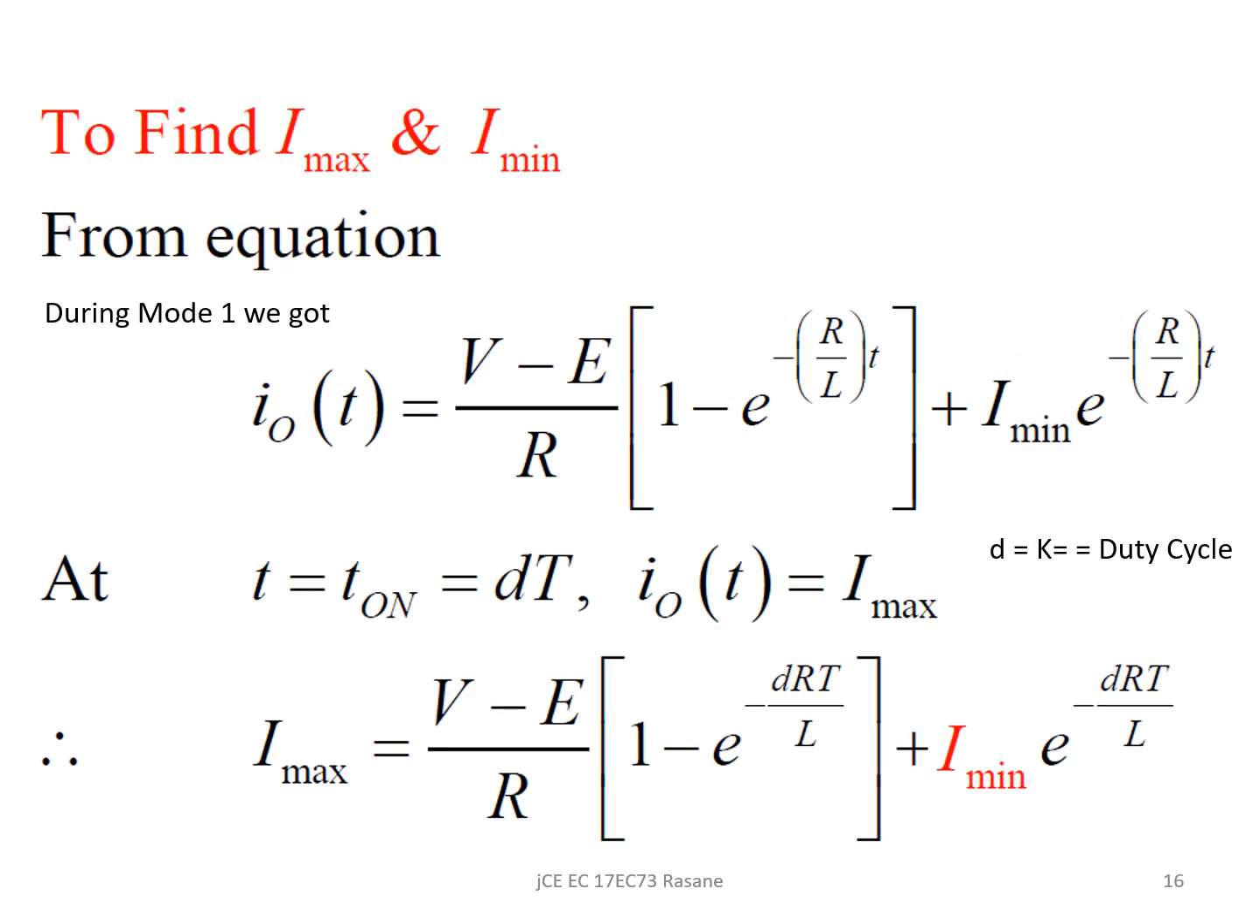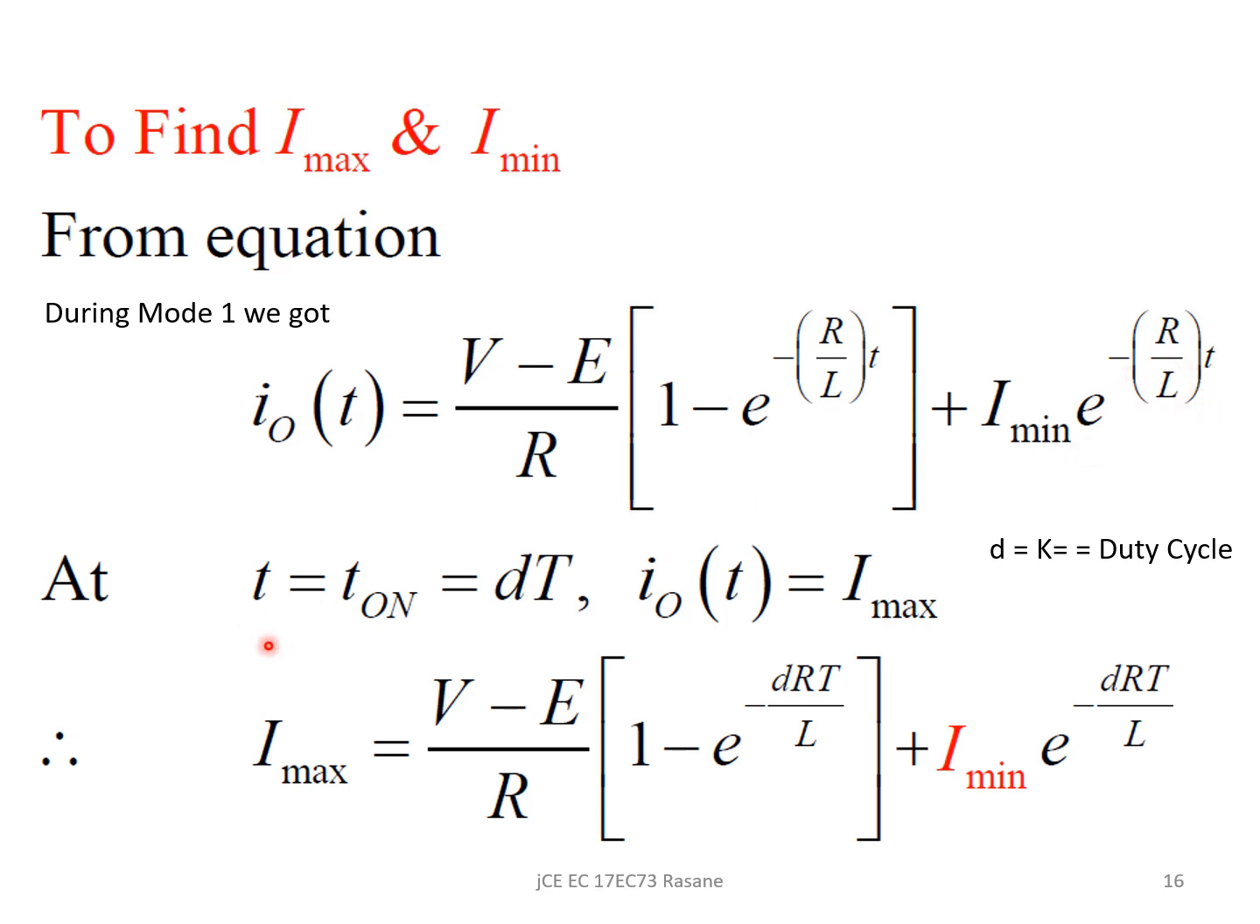Now we have to find I max and I minimum. We know in the waveform, for a continuous load current with a freewheeling diode, there are two values: one is the I max and the other is the I minimum. Now we have to find the values of these two currents. From the equation during mode 1, we got this expression for I naught, the increasing current: V minus E upon R, 1 minus e to the power of minus R by L into T, plus I minimum e to the power of minus R by L into T.